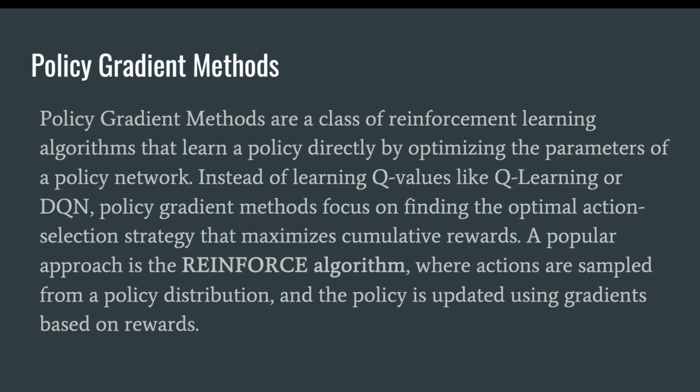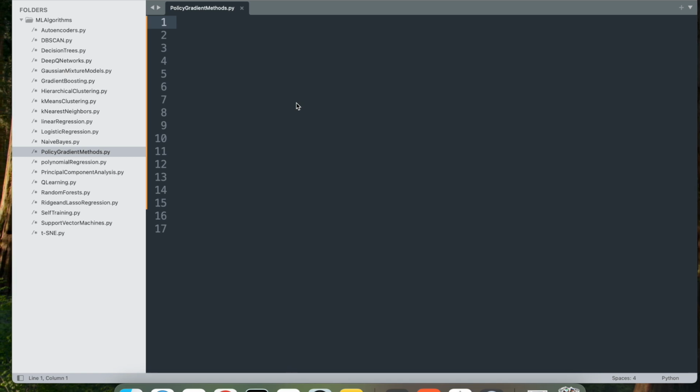A popular approach is the REINFORCE algorithm, where actions are sampled from a policy distribution and the policy is updated using gradients based on rewards. Let's go ahead and look at a line by line implementation of policy gradient methods. So I'm going to start with an empty file. I called it policy gradient methods.py.